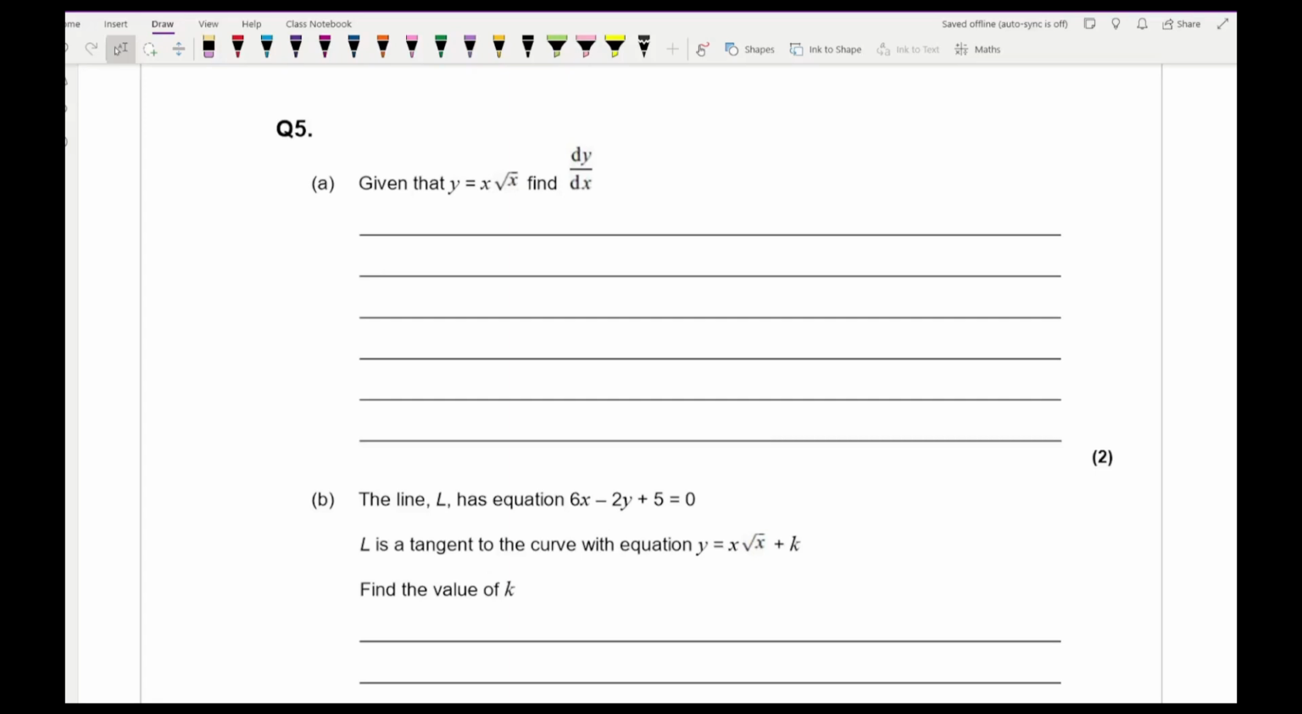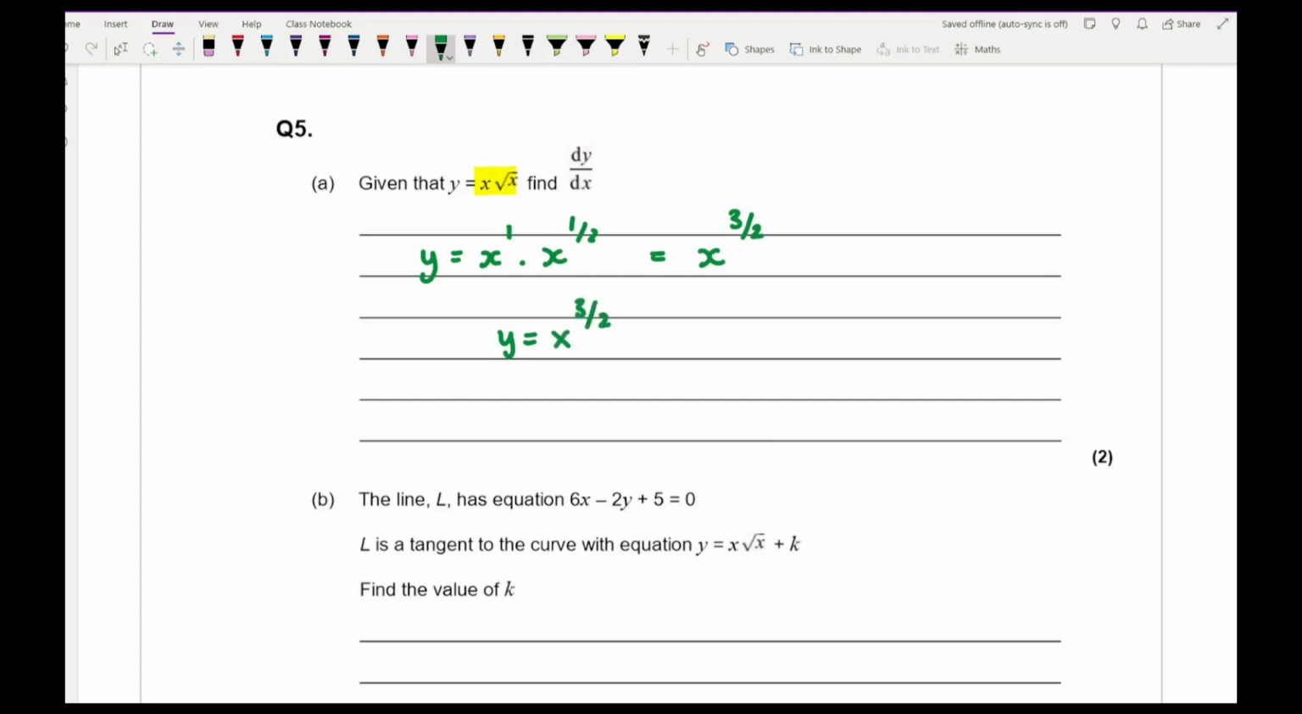Then moving on to question 5, it says for A, given that y equals x root x, find dy dx. Now for this, what we need to do first is write this using index notation. So here we've got that y equals x multiplied by x to the power of a half. Now if I just stick a 1 there, we need to simplify all of this. So here we add the powers when we're multiplying, so that's going to give me x to the power of 3 over 2. So then from this, I can differentiate y equals x to the power of 3 over 2.